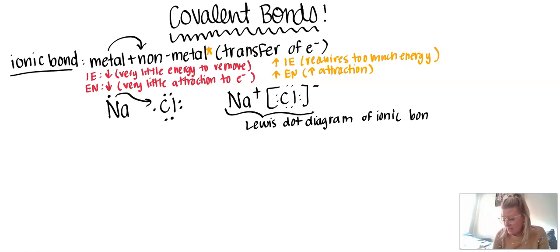But what I want to focus on today is not ionic bonds. I want to focus now on what's called a covalent bond. And so my question is, why would two nonmetals not form an ionic bond? A metal and a nonmetal form what's called an ionic bond. Why do two nonmetals not form an ionic bond?